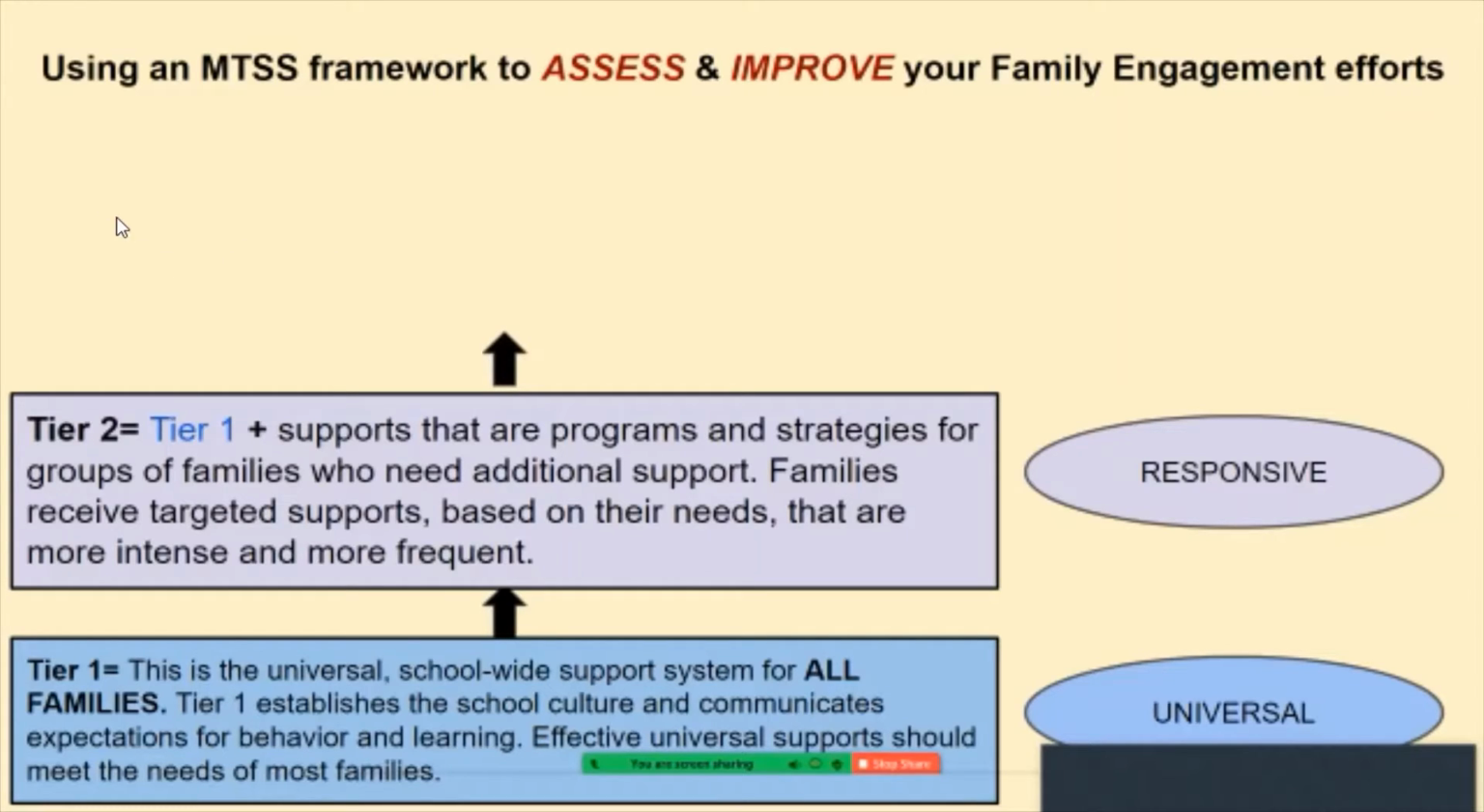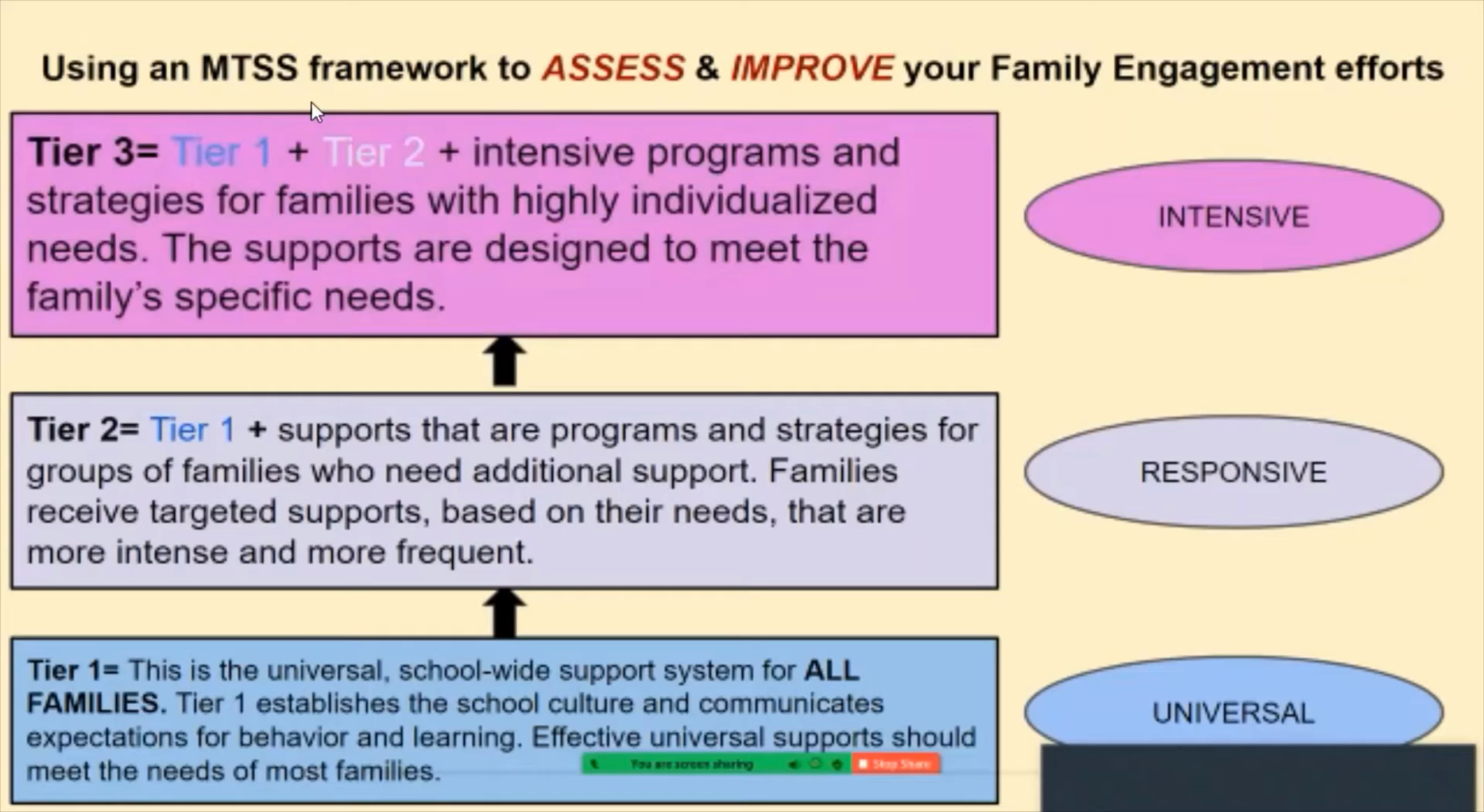So of the three families that we provided support for in tier two here, there's one family that you're still unable to reach. So there's one family that you still get to provide another layer of support for to engage them in your open house night experience. All right, so this is going to be your tier three support.